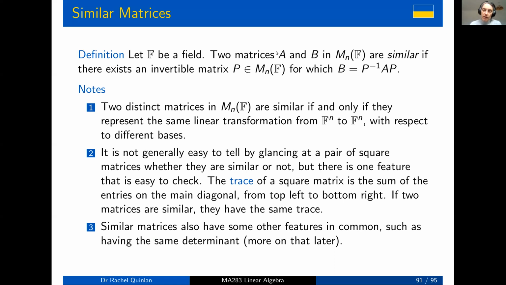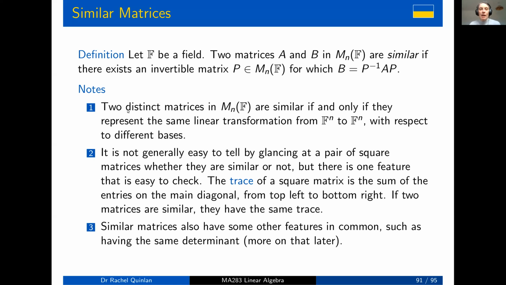If A is the standard matrix of some linear transformation, then B, P inverse A P, is the matrix of the same linear transformation with respect to the basis whose elements are the columns of P. So when two distinct matrices are similar, what it means geometrically is that they represent the same linear transformation with respect to different choices of basis.